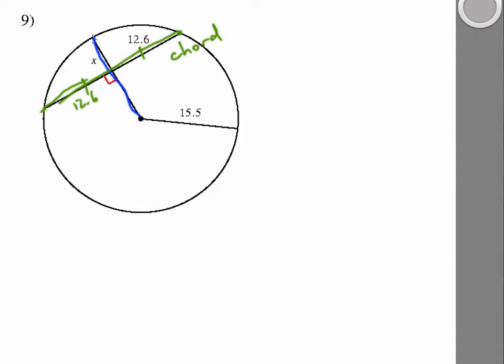Well, I know that this whole blue radius here is the same as this radius here, right? Both of these are the same length because the radius is always the same. So this total length is 15.5. So if we could just find what this is, let's call him y, we could find what x is, because we know that x plus y is going to be the same as this, 15.5, right? So if we can find y, then we can figure out the answer here.